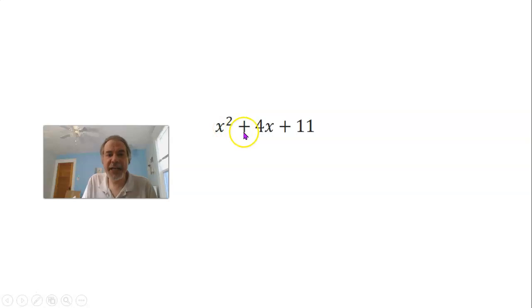And now what about this? X squared plus 4x plus 11. Is there a common factor we can pull out? Well, not really. There's no greatest common factor other than just 1. And if you wanted to be a smart aleck, you could write, oh, this is 1 times x squared plus 4x plus 11, but that doesn't really help us.